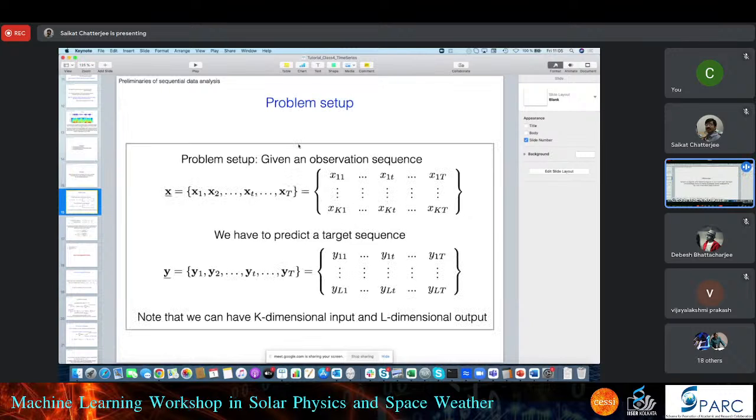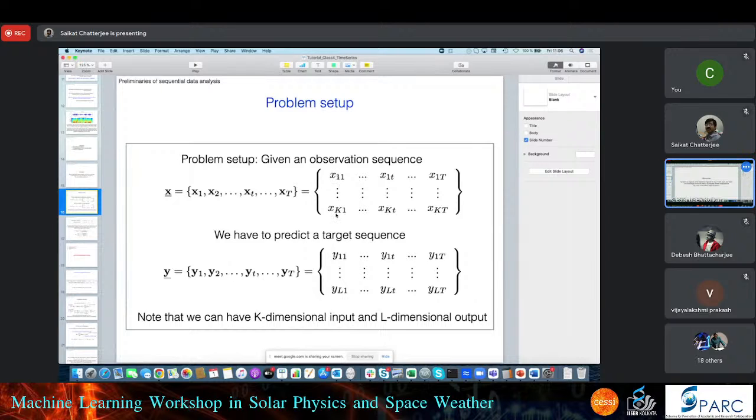Now let's say that I go to a standard problem setup for the general tools. Let's say the observation sequence. What is the observation sequence? I'm writing here X bar: X1, X2, X small t are basically time points up to capital T. So I have a capital T length sequence, and now I have taken a multivariate sequence. That means at every time point I see a capital K dimensional feature. So a capital K dimensional signal.